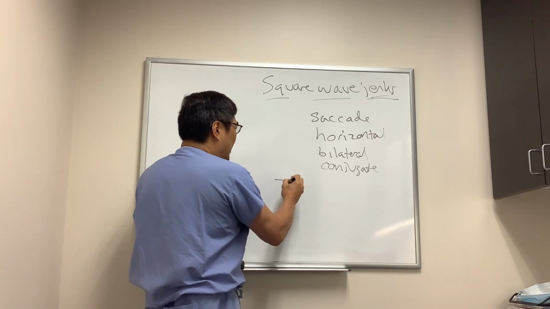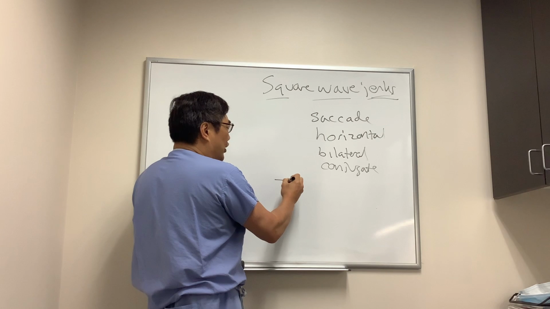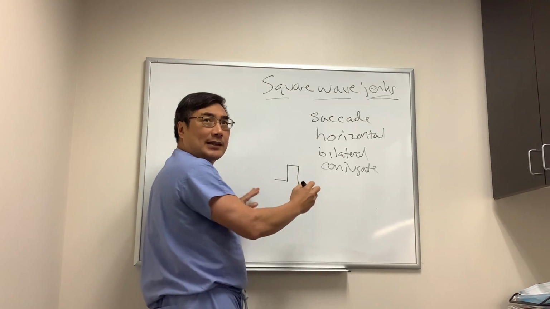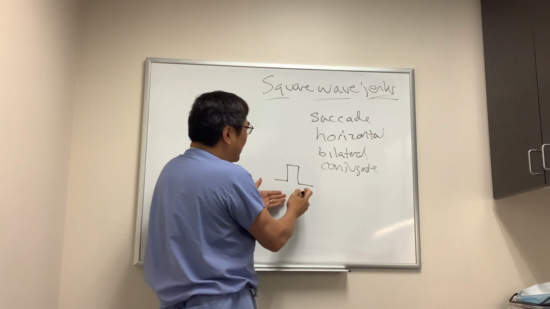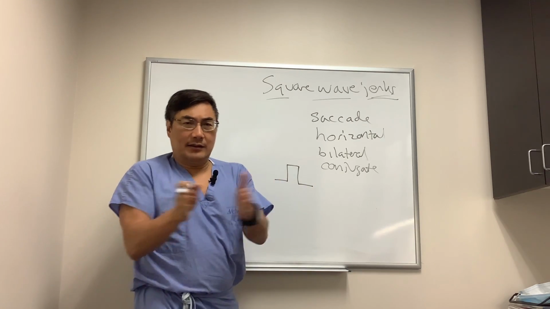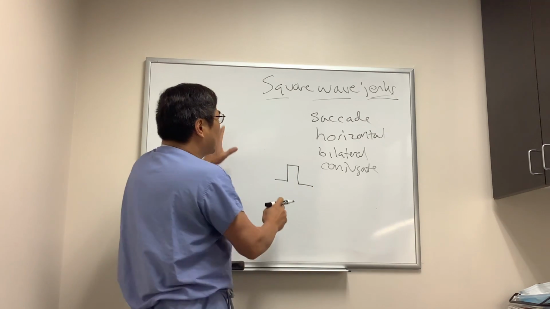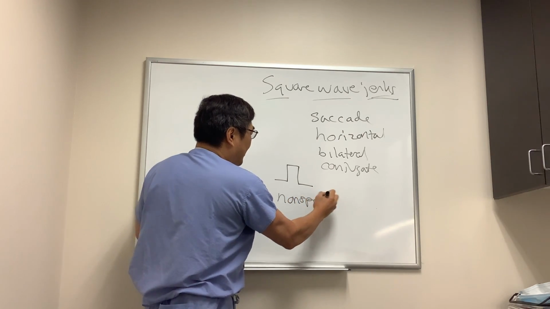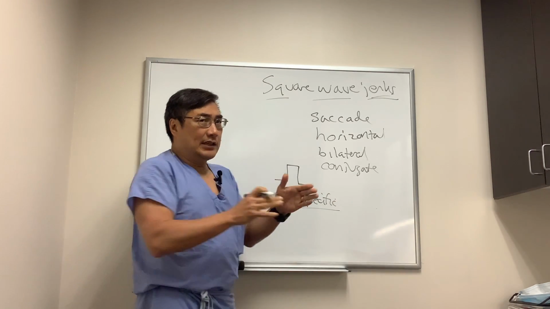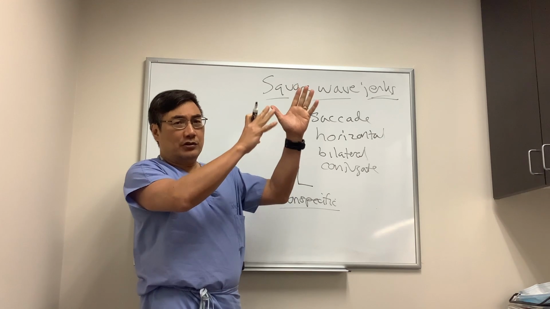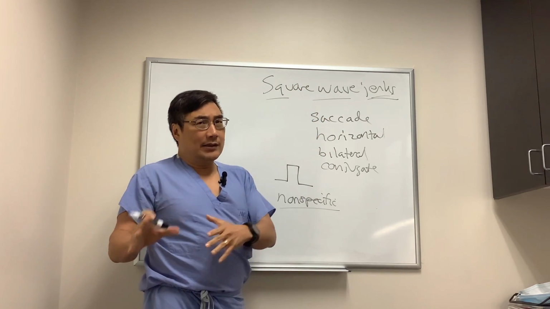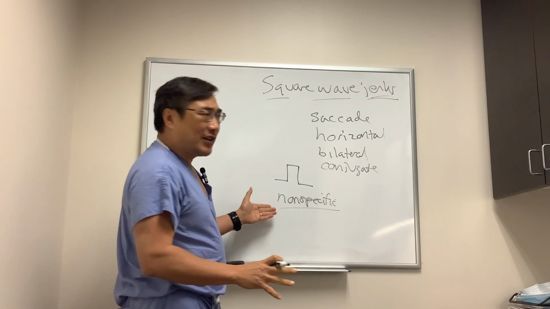So when they make an ENG recording, they can see that there's a saccade to the target, and then it just goes back down to the baseline. So in the eye, it looks like this. And so these square wave jerks are very non-specific and can be the result of any lesion in the supratentorial or the infratentorial region, brainstem, basal ganglia, cerebellum. So it's not very localizing.